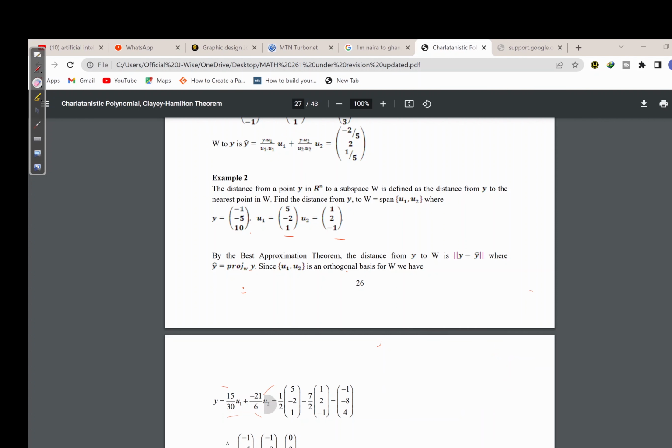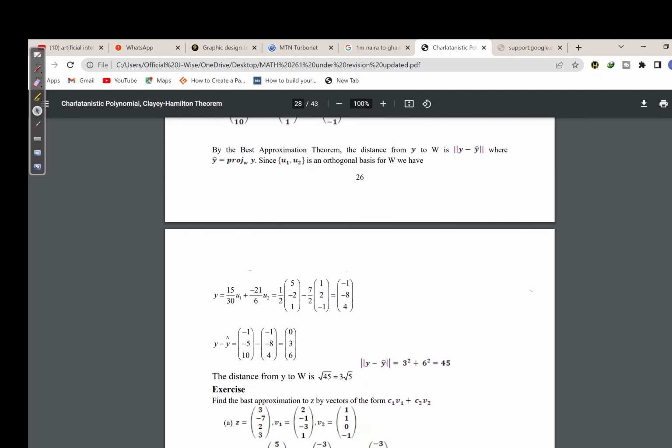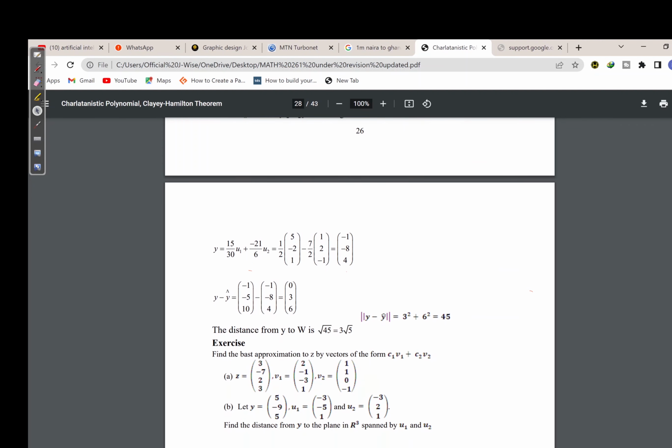So therefore, we can find y minus y hat. We know our y to be (-1, -5, 10), and our y hat to be (-1, -8, 4). So y minus y hat is given by: minus 1 minus minus 1 is 0. Minus 5 minus minus 8 is minus 5 plus 8, which is 3. Then 10 minus 4 is 6. So we get 0, 3, 6.